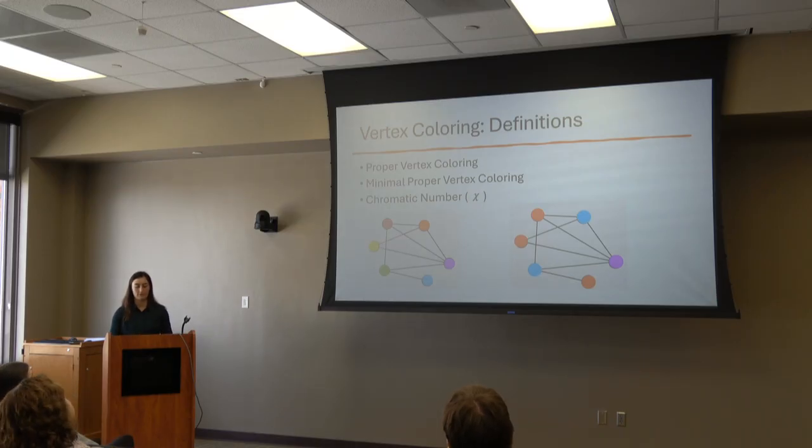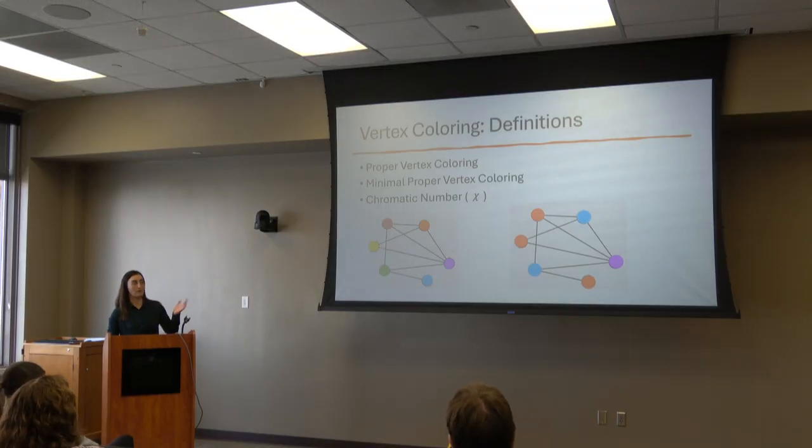A proper vertex coloring is an assignment of a color to each vertex of a graph so that no color occurs in adjacent vertices. And a minimal proper vertex coloring is just a proper vertex coloring with the smallest number of colors possible. And the chromatic number, chi, is just the number of colors that occur in that minimal proper vertex coloring.